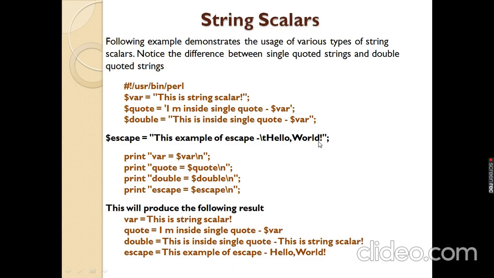Now what will happen, it is going to print as usual. So this way we can use the string scalar. Single quote, whatever variable you are using, it doesn't print the value of that variable, it usually prints that variable name. Whereas in double quote, if you use the variable, it prints the value rather than the name. Okay.